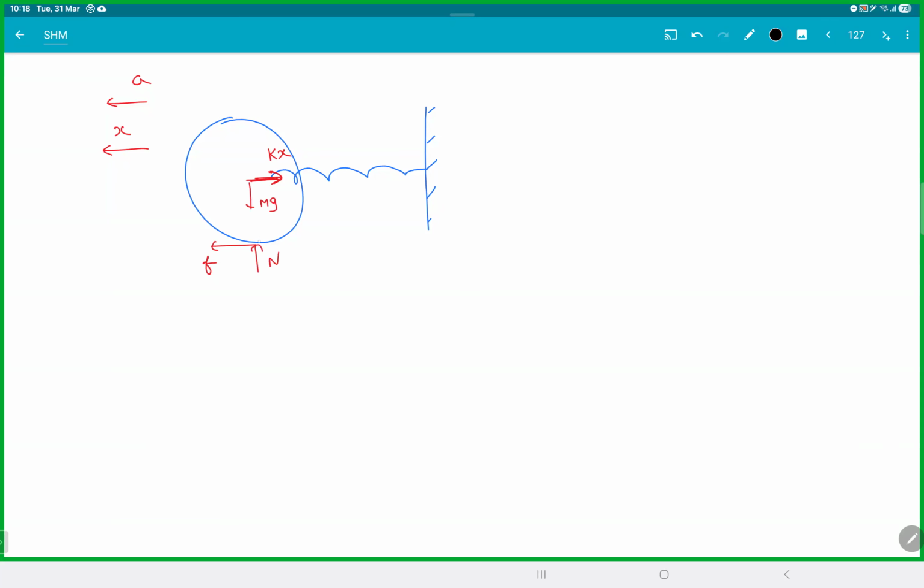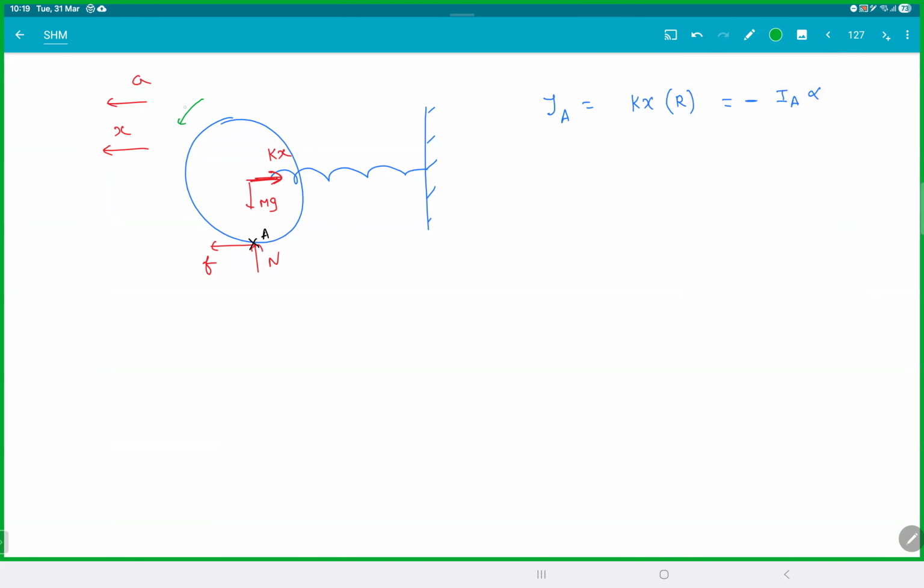Since it is not slipping, you can take the torque about the bottommost point. That's always your safest point. Then torque about A. So another big advantage, right? About A, friction goes off and you don't know the F value. There's only one force, kx into R, right? That is the torque is equal to minus I about A into alpha.